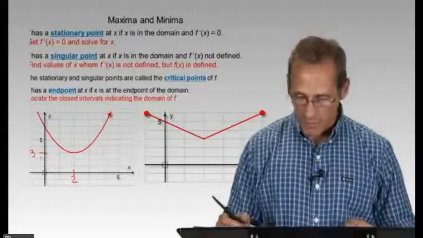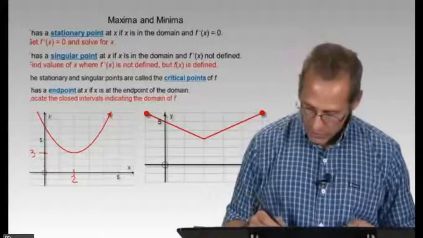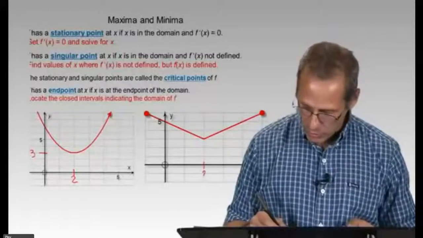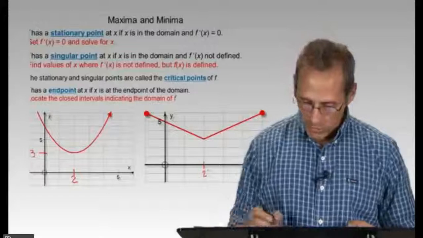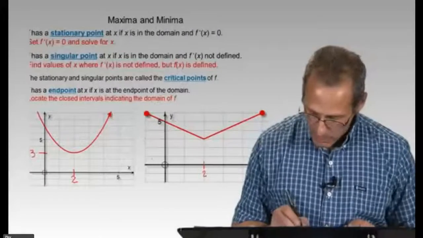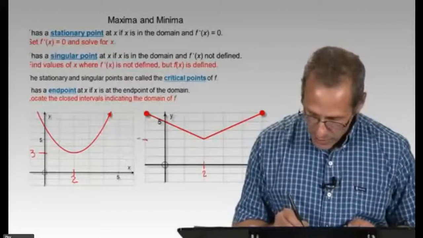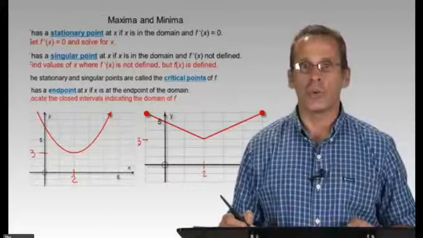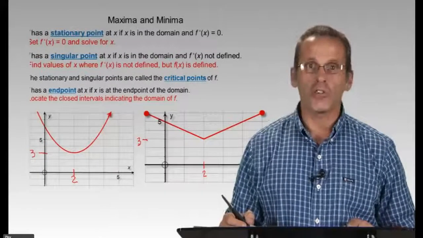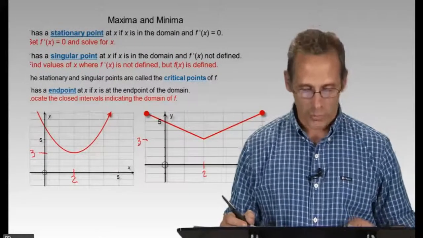Take a look at the second graph. We have a singular point at x equals 2 because there is an absolute minimum of 3 at x equals 2. Notice the difference, though, between these 2 points.